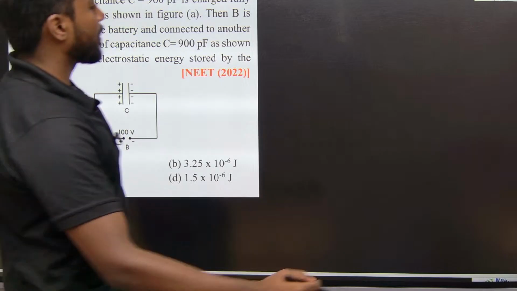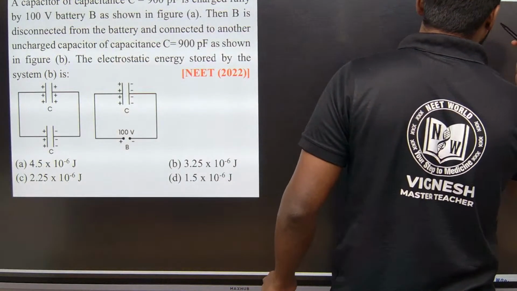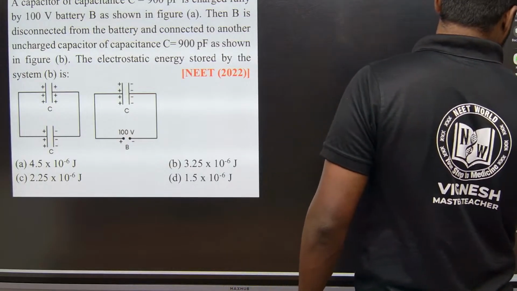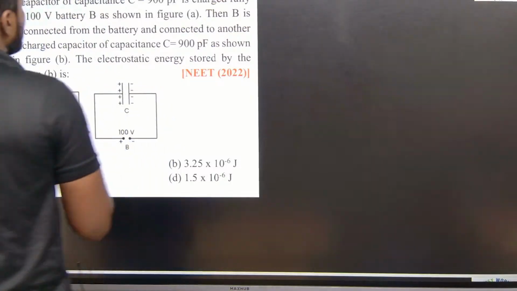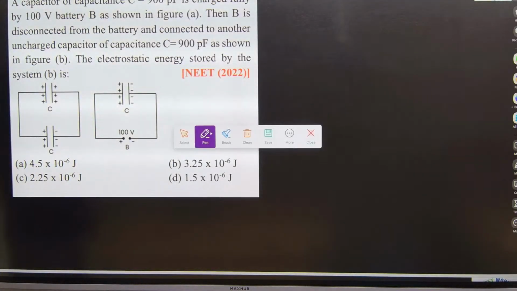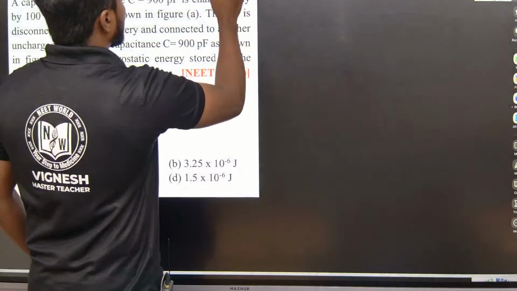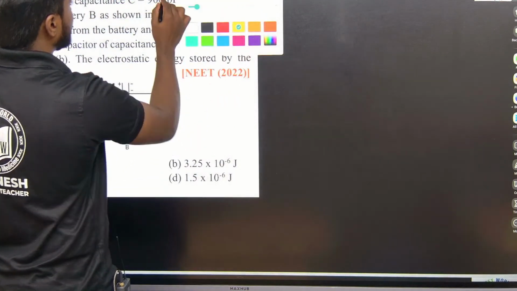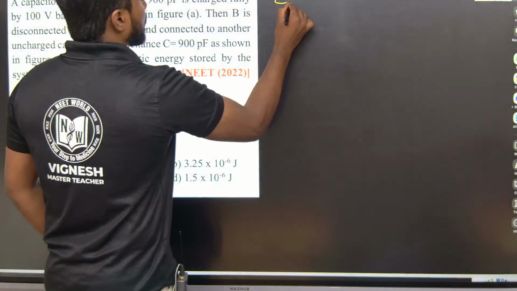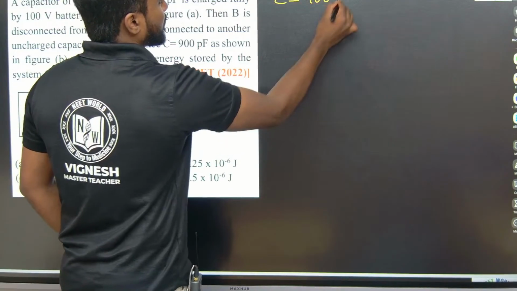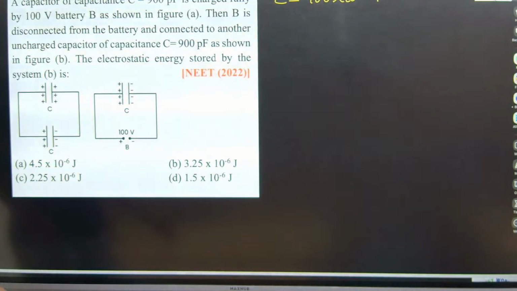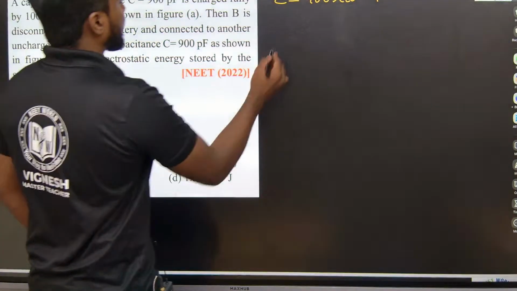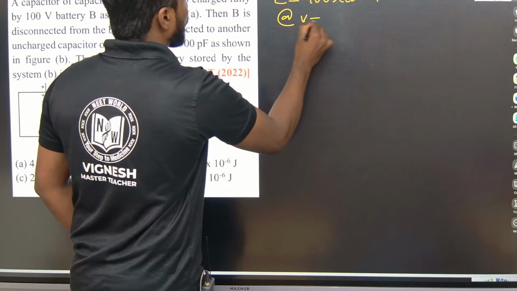So let me take a pen here, wait a minute. What were the given terms here? First of all, I will write them. The given things are C equals 900 picofarad, which is nothing but 900 into 10 power minus 12 F, and the battery voltage V equals 100 volt.